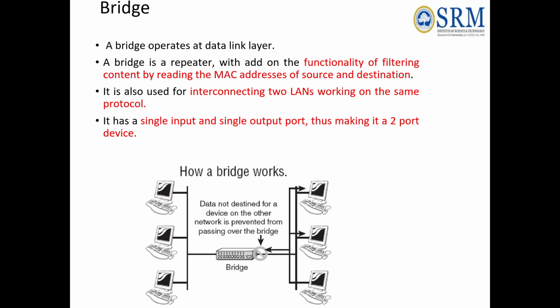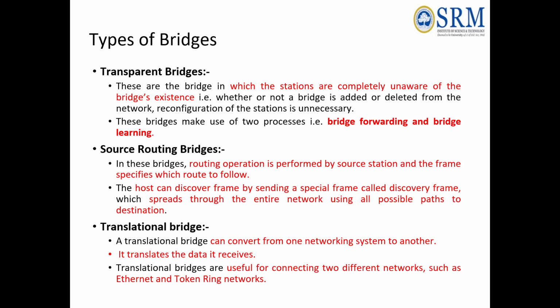Bridge. A bridge operates at the data link layer. A bridge is a repeater with the added functionality of filtering content by reading the MAC addresses of source and destination. It is also used for interconnecting two LANs working on the same protocol. It has a single input and single output port, thus making it a two-port device. Types of bridges: transparent bridges, source routing bridges, translational bridges.